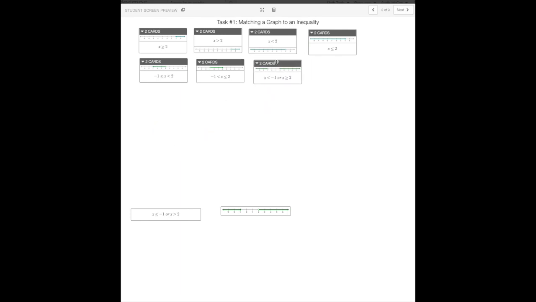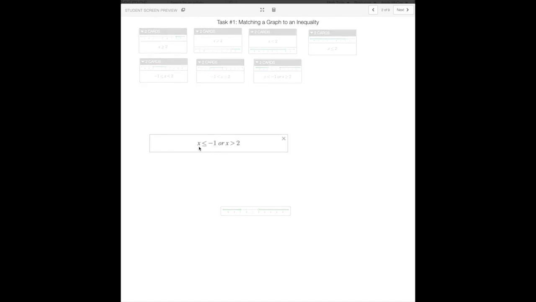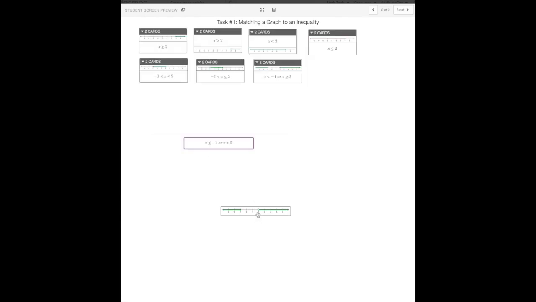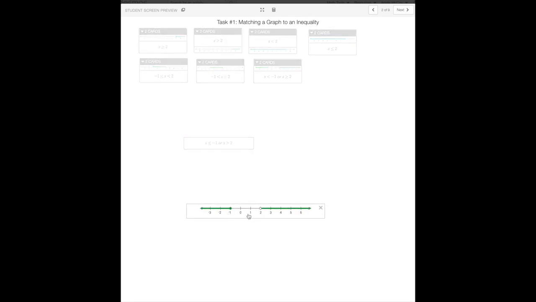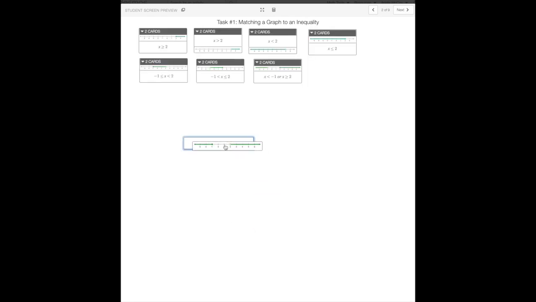Match. And then let's just look at this one, even though we know what's going to match. x is less than or equal to -1, or x is greater than 2. Closed circle on the -1. Open circle on the 2. And it looks just like this. All set.